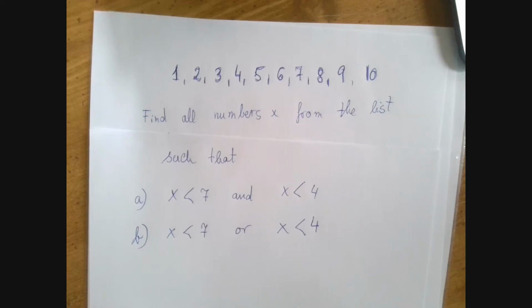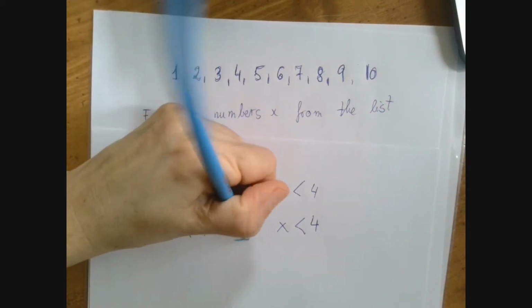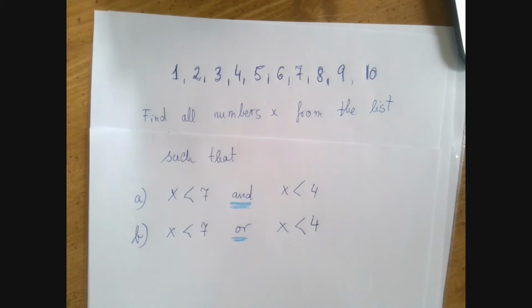So here is the problem. We're given a list, the integers between 1 and 10, and from this list we need to find all numbers x such that part A, x is less than 7 and x is less than 4, and part B, x is less than 7 or x is less than 4. So notice that part A and B are nearly identical. The only difference is the words "and" and "or". And that is what this problem is about.